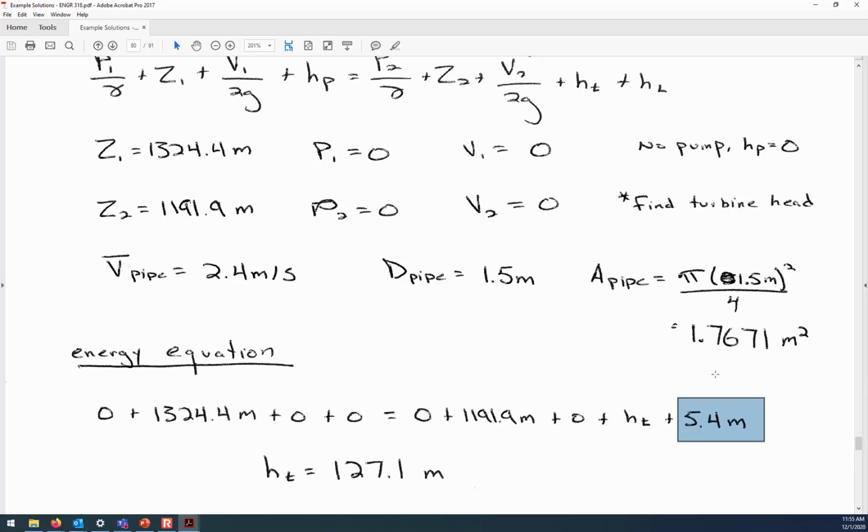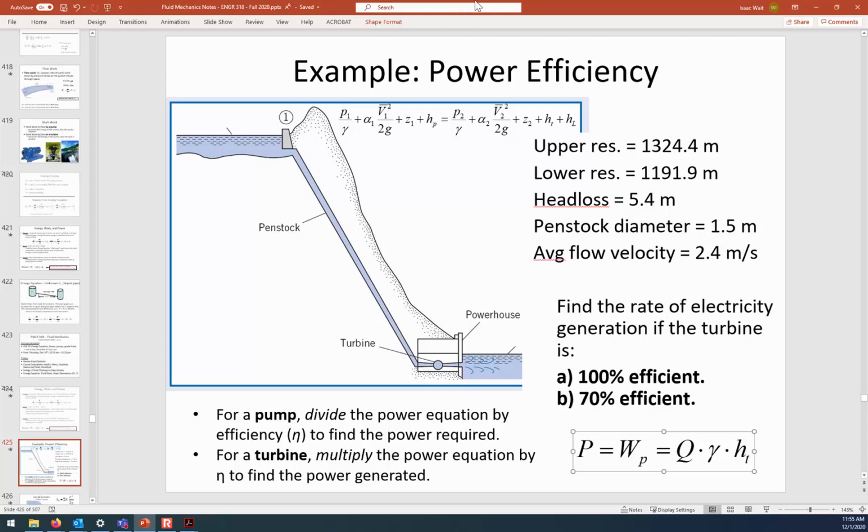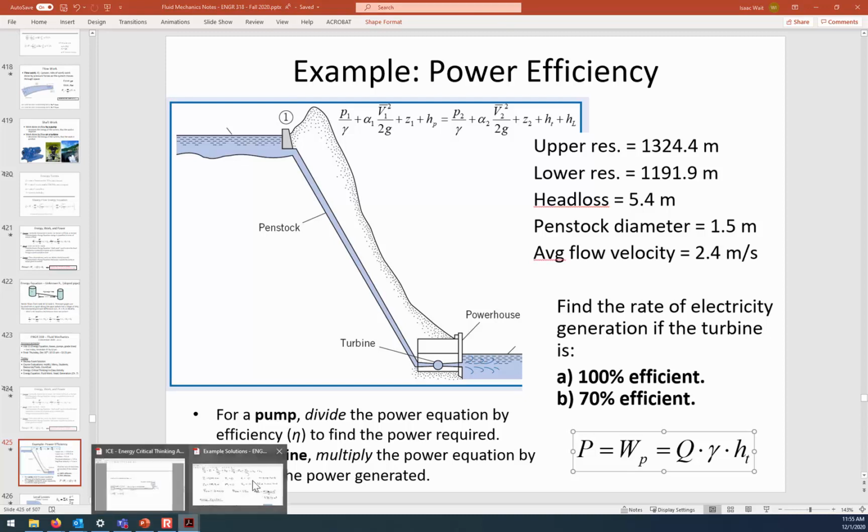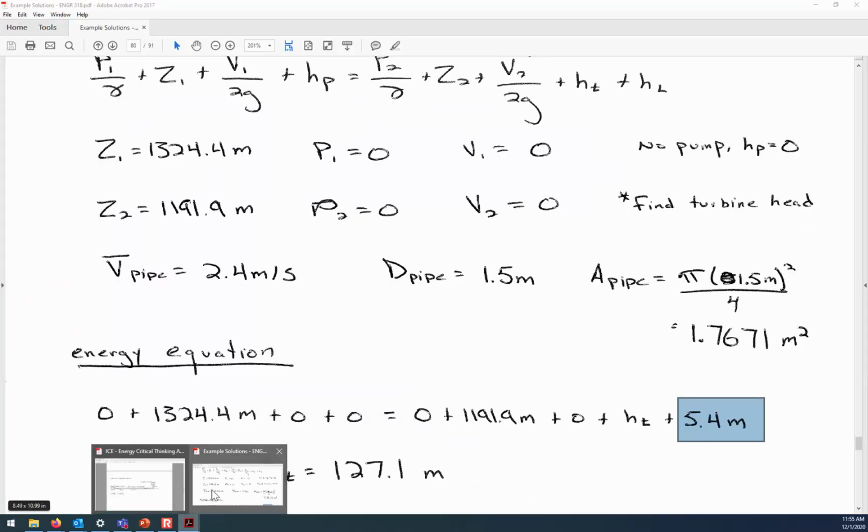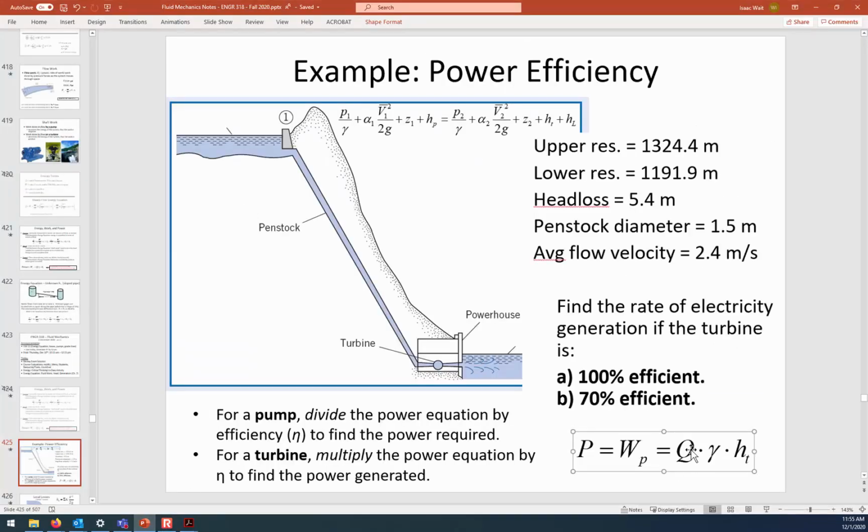That reduces how much energy is available to go into the turbine. Okay, so now if we know h sub t is 127.1, then the next thing we have to have is the flow rate. And of course you can get the flow rate in volumetric terms because the average velocity is known, 2.4 meters per second. And then from the diameter of that pipe, you can calculate the cross-sectional area. So Q equals A times V.